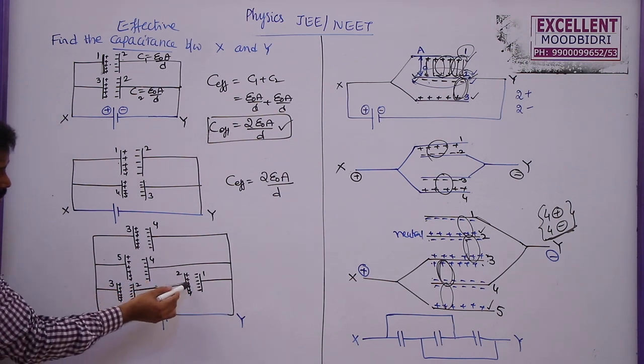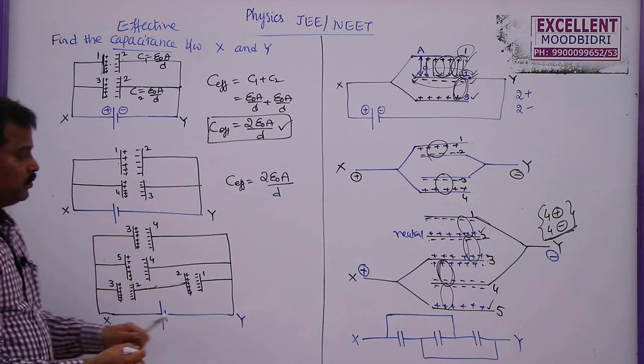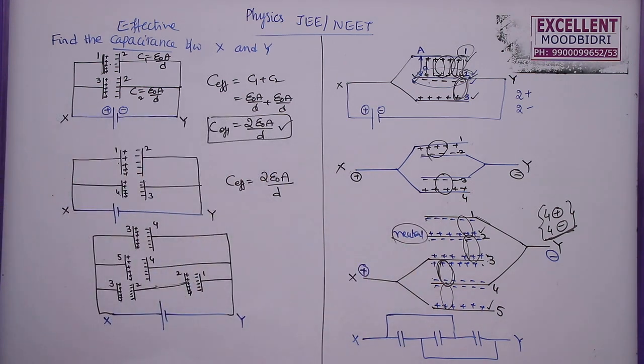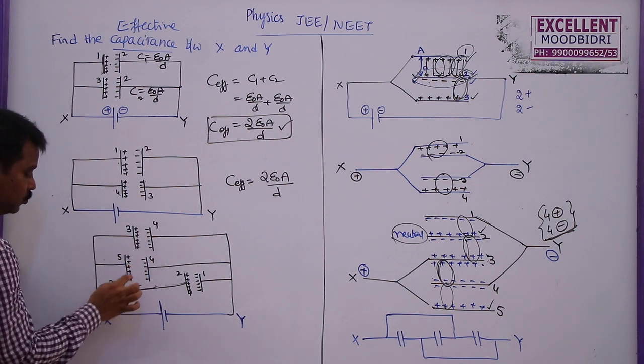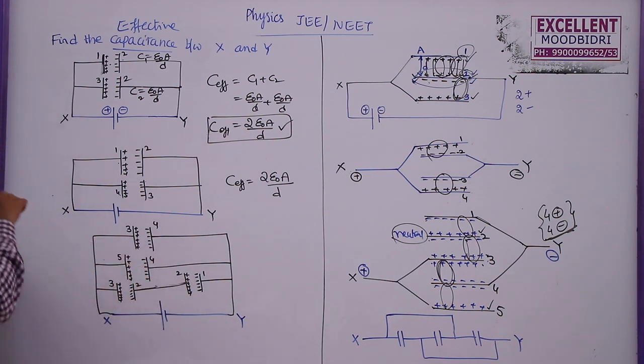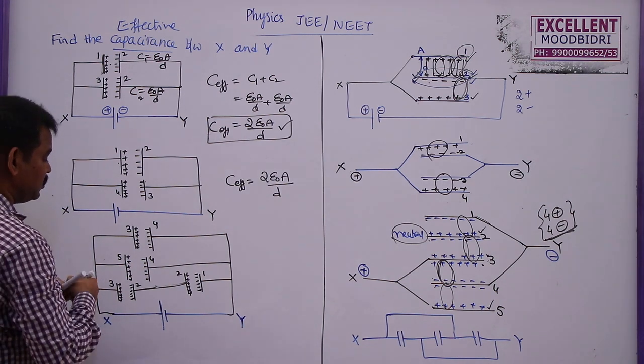What is the total charge on these 2 plates? This is positive and negative, 0. That's why it is neutral. So this is how you can draw the diagram now. Now we have 1, 2, 3, 4 capacitors in this one. Now how to write this one? What is the capacitance of this one?